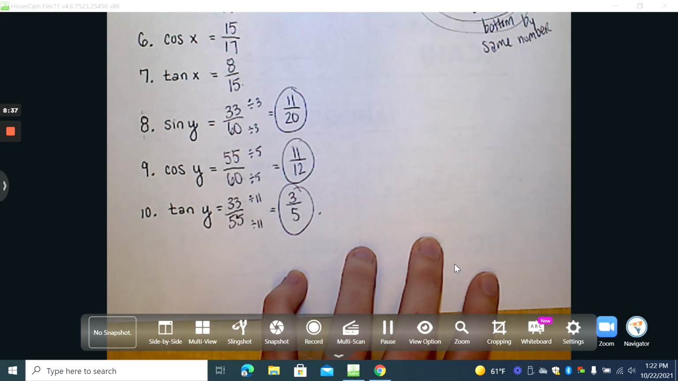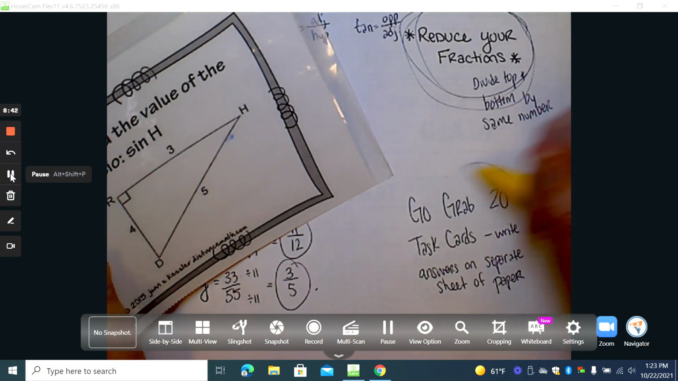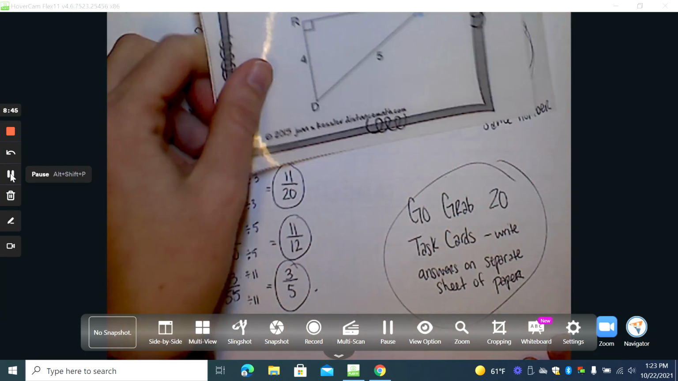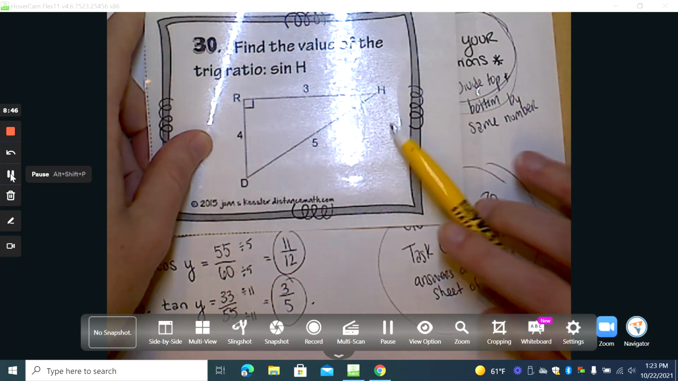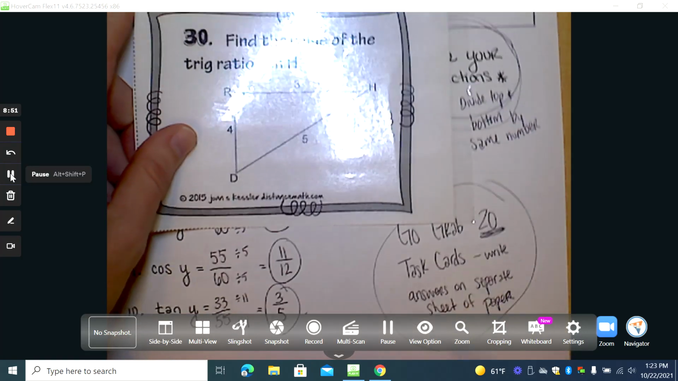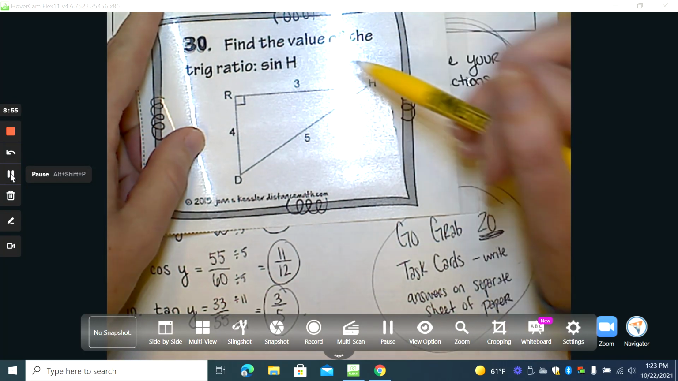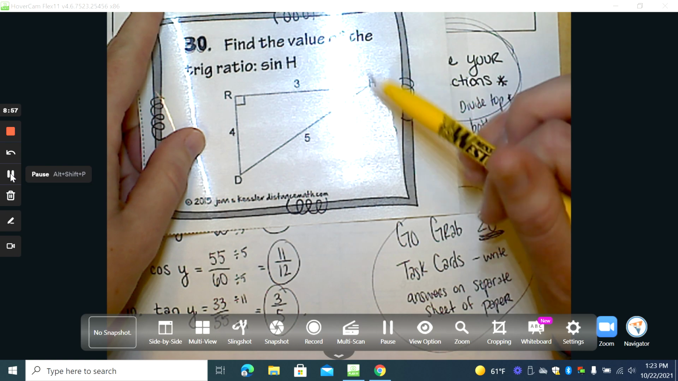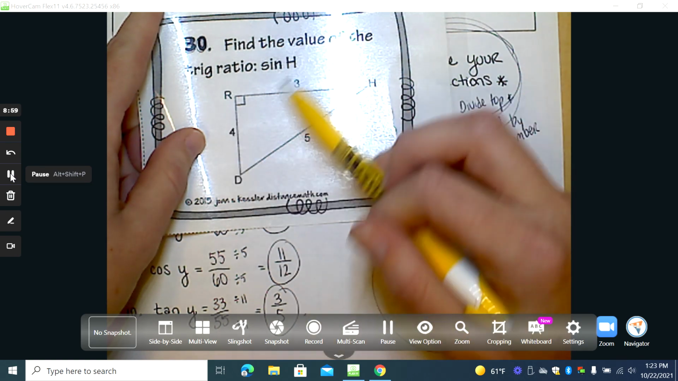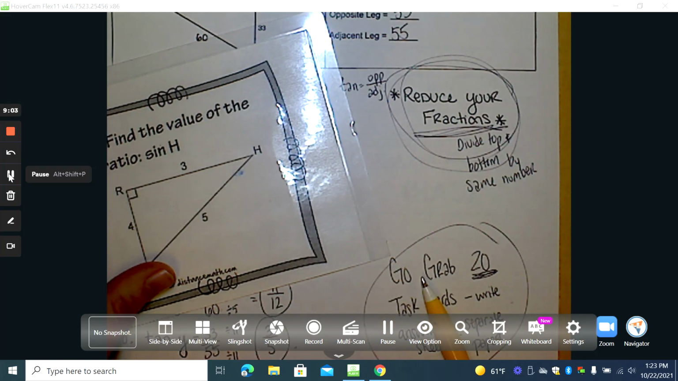You're now going to go find these task cards. I want you to grab 20 task cards and write your answers on a separate sheet of paper. Task cards look like this. You need to do 20 of them on a separate sheet of paper. They will tell you to find sine, cosine, or tangent of a certain angle, and you use that to write your fraction. Do not forget to reduce your fractions at the very end.